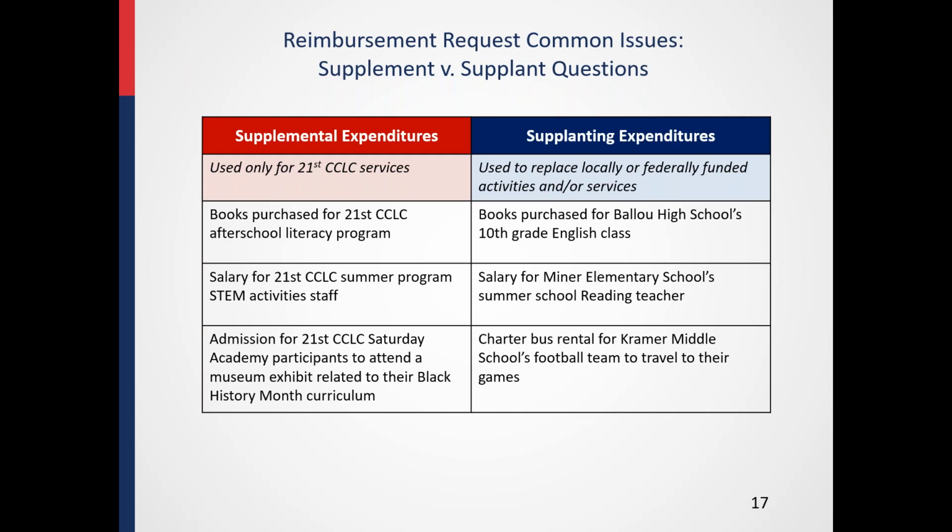Supplanting is when funds are used to replace locally or federally funded activities or services. So these are expenditures that are unrelated to the actual implementation of the 21st century grant program. These could include, for example, books purchased for a high school 10th grade English class that's unrelated to the 21st century program, or salary for a summer school teacher, or bus rental for a football team to travel to their games. Those are not 21st century programs, and so those would be considered supplanting and would not be allowable to reimburse.